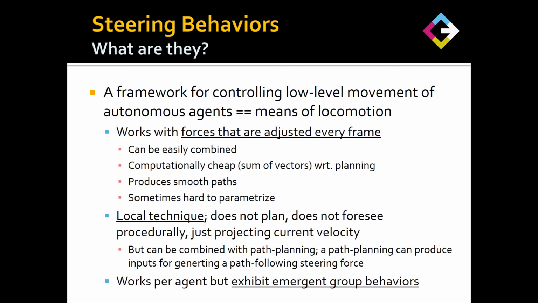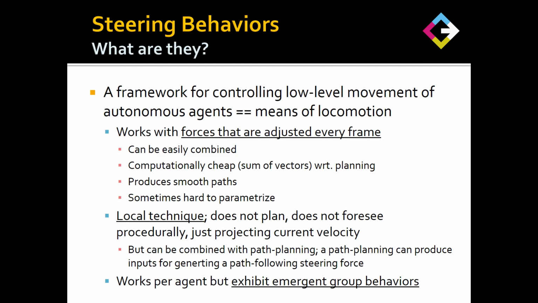So, how can we define steering behaviors? We can say it's a framework for controlling low-level movement of autonomous agents, the means of locomotion. Steering behaviors are technically based on forces that are adjusted every frame. That's why they are so easy to combine, computationally cheap, and produce smooth paths. But that's also why they are hard to parameterize.